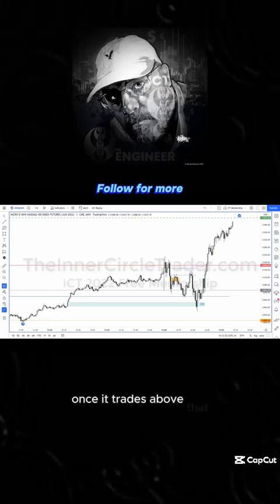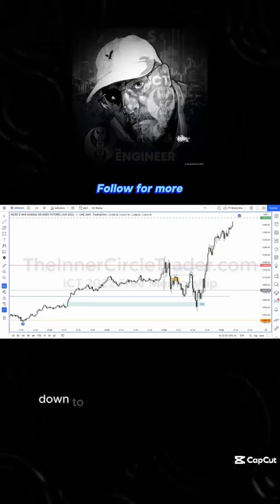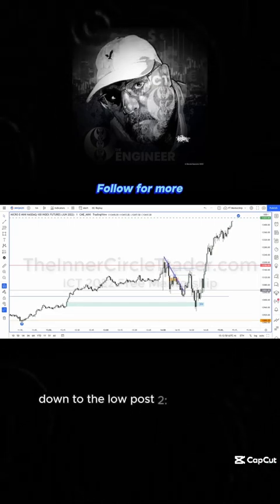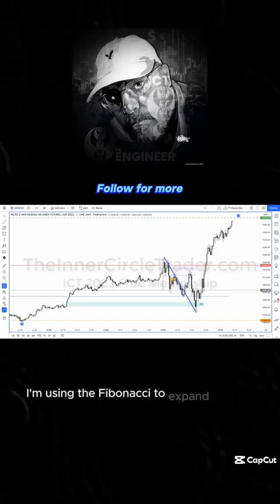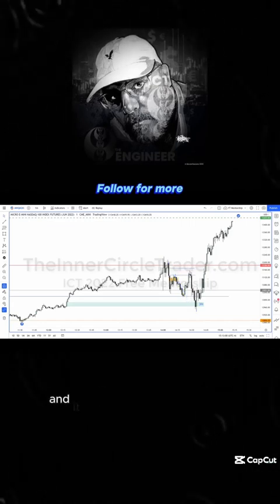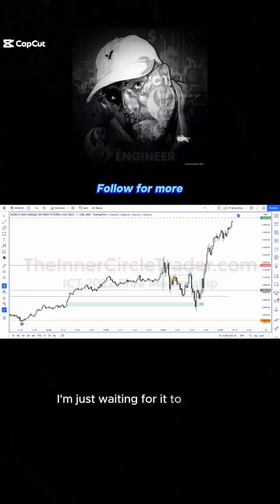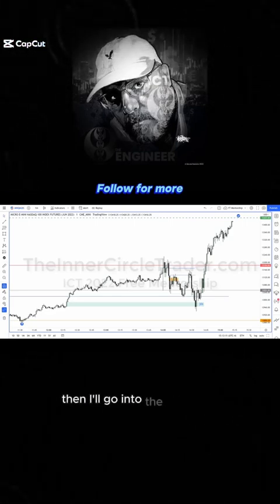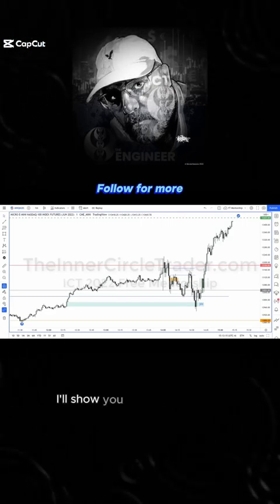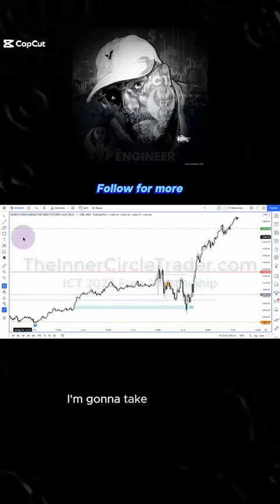Once it trades above that, then I'm going to use the high initially at the 2 o'clock hour down to the low post 2:30. That range I'm using the Fibonacci to expand up to a target, and it came up to 13,437 even. I'm just waiting for it to hit that, and then once it does, I'll go into the Fibonacci and I'll show you what this looked like, how I measured it and all that. I'm going to take you back in.